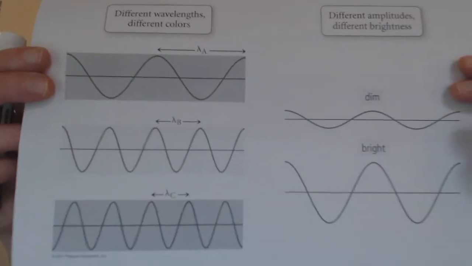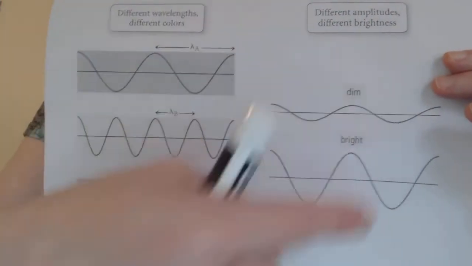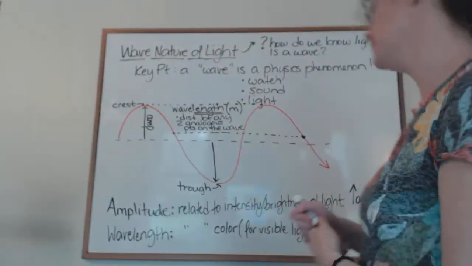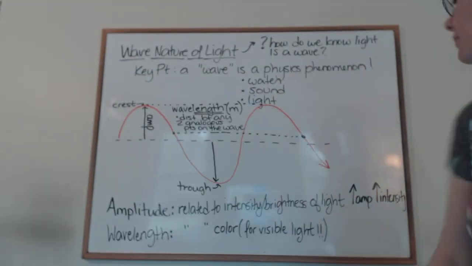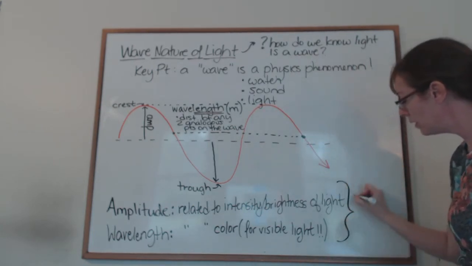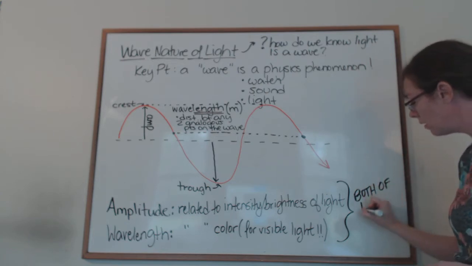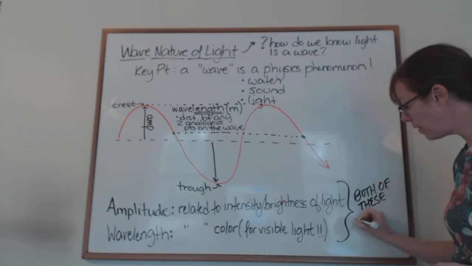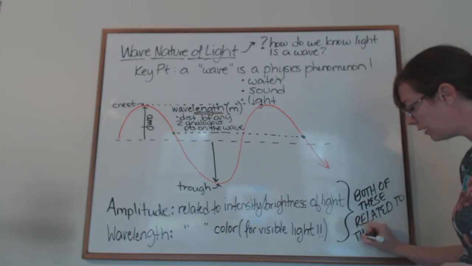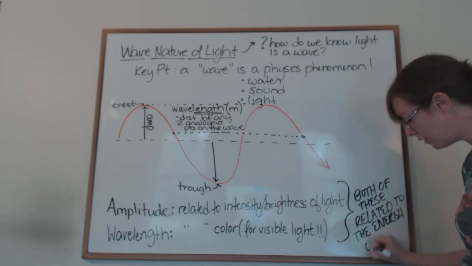Now, let me stay here for a minute holding this up. Both wavelength and amplitude are related to the energy of a wave. Let me put this down for a minute and add something to our notes here. Both of these, amplitude and wavelength, are related to energy, the amount of energy in the light, the energy of the wave.